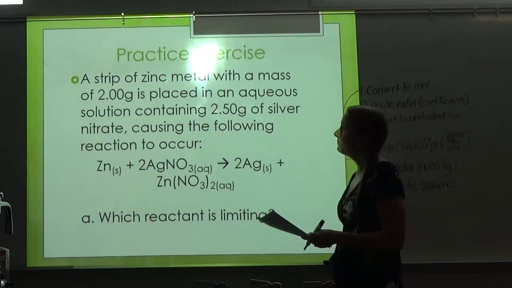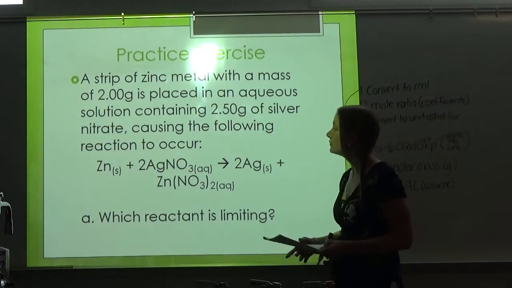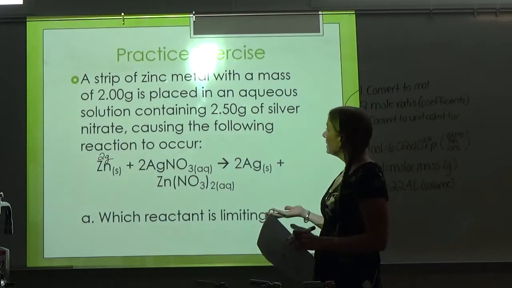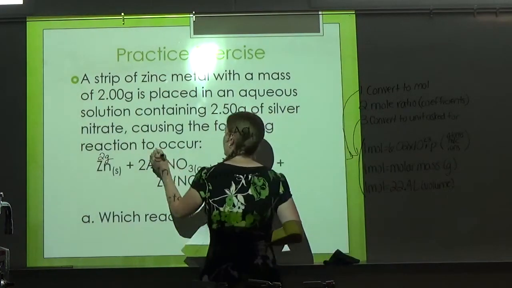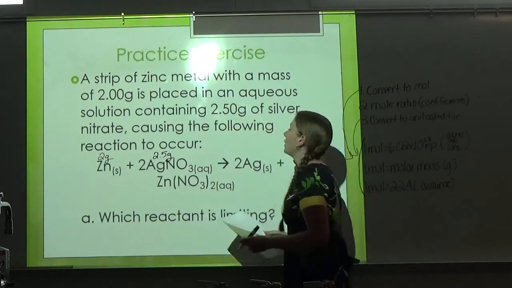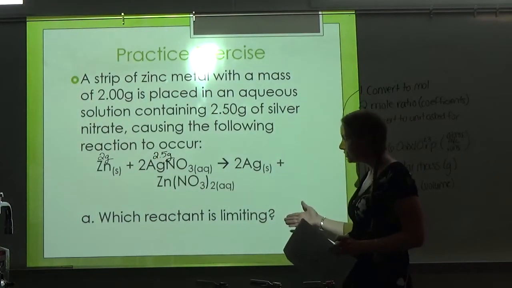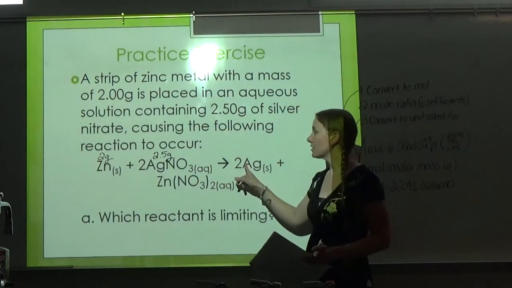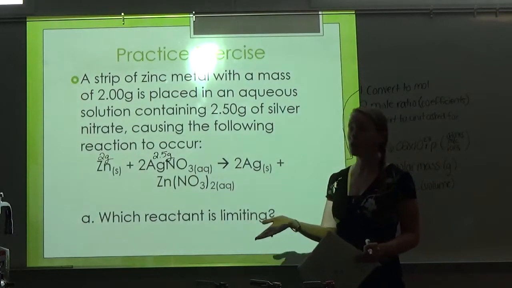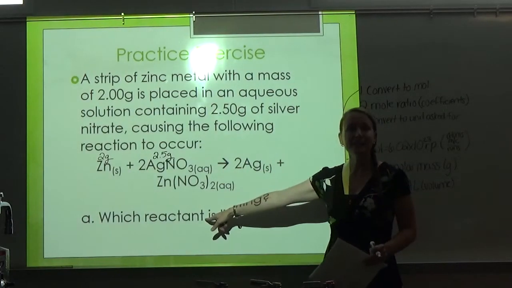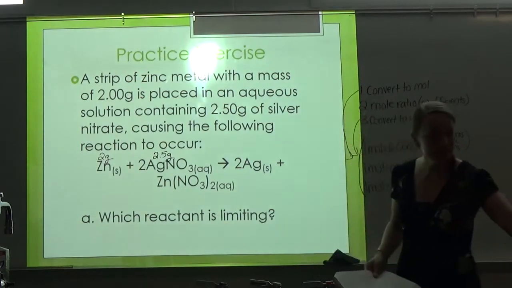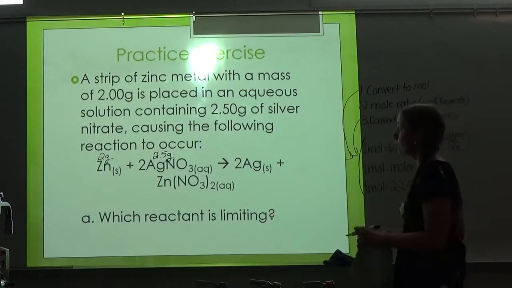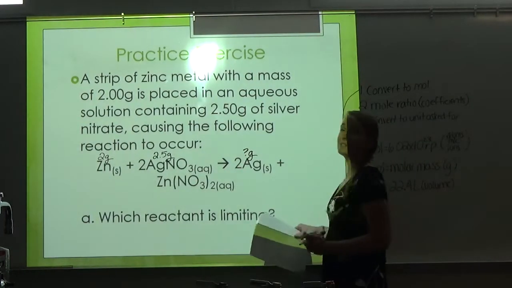All right, so it said a strip of zinc metal with a mass of 2 grams is placed in an aqueous solution containing 2.5 grams of silver nitrate, causing the following reaction to occur. Which reactant is limiting? Okay, now this time I do have 2 products, so I don't even know, like, is it going to ask me to solve for a specific product? So again, I can see that this is just one part to the question, so let's check and see what part B says. Part B says how many grams of silver will form. All right, so at least now I have a place that I'm going to.